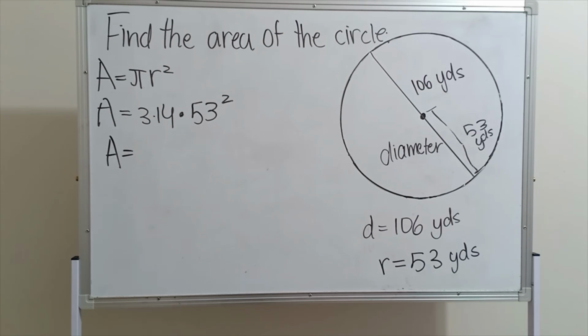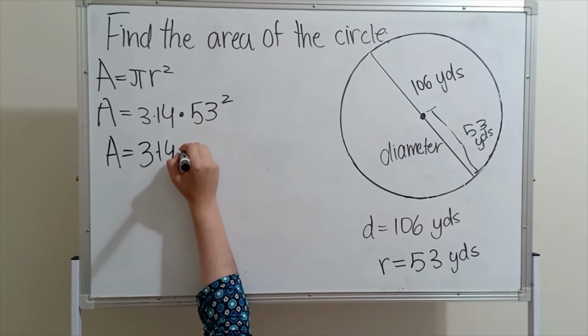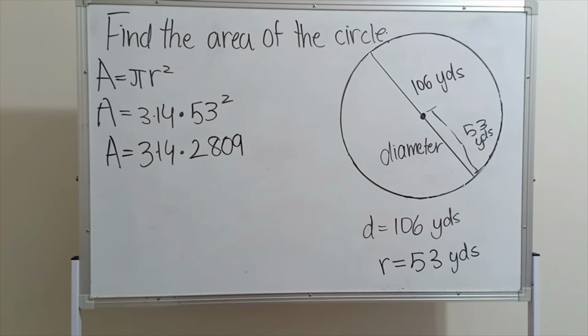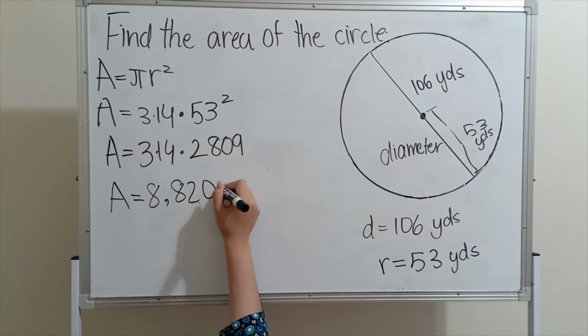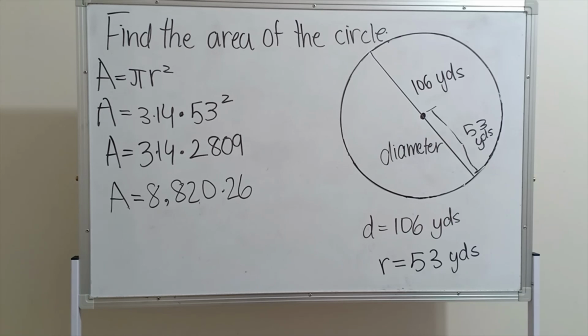Now, as we did before, we are going to first multiply 53 by itself 2 times, or in other words, square 53, and we will get 2,809. So 3.14 times 2,809, because we multiplied 53 by itself 2 times. And we are going to know that our area is going to be 3.14 times 2,809, which is going to give us 8,820.26.